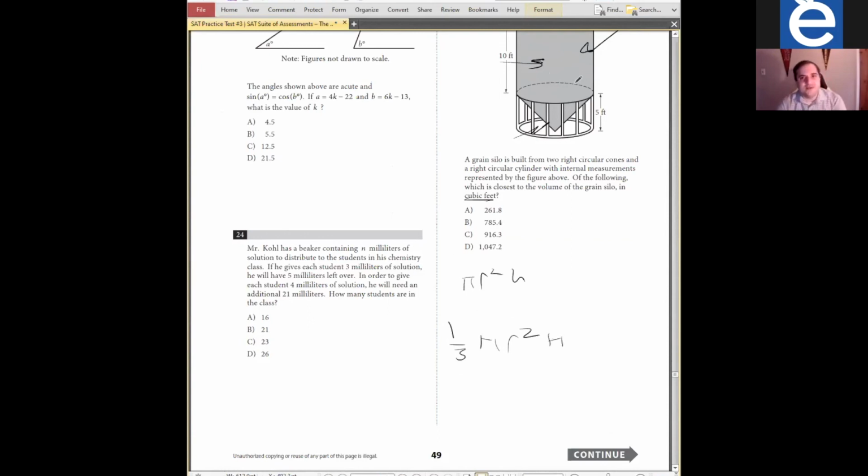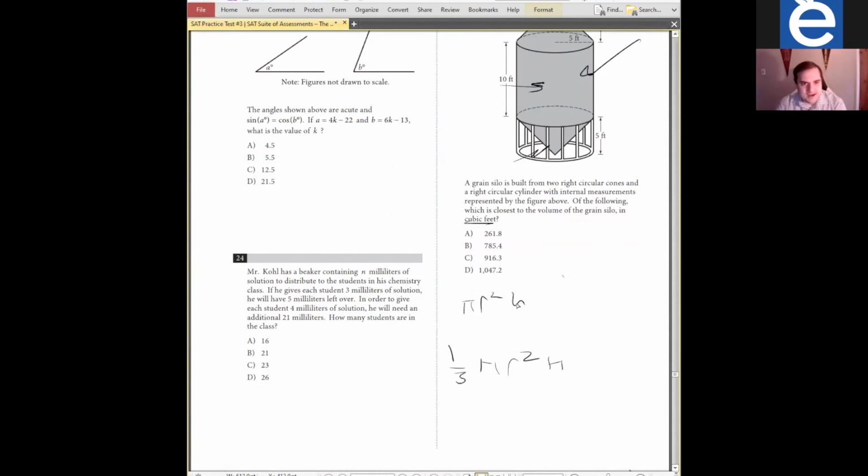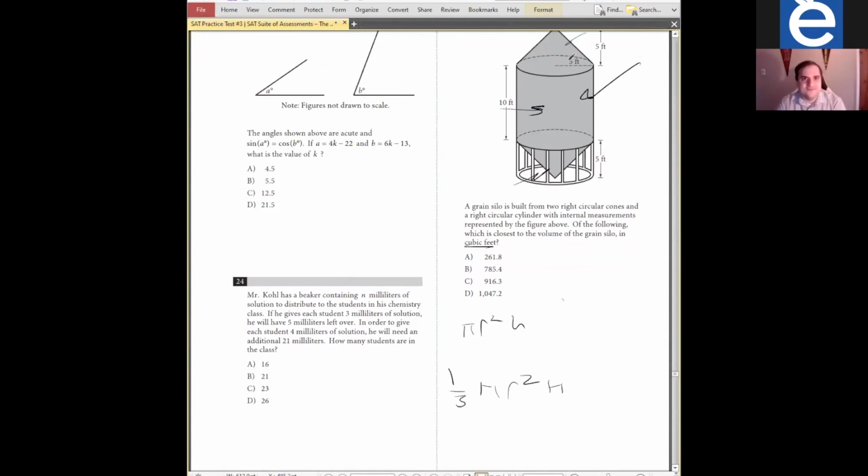And so what do we know? Well, we know we have 2 cones and the regular cylinder, so we can just run those numbers. Pi r squared h: r is 5 feet, and the height for that is 10. So this is going to be pi times 5 squared times 10, also known as 250 pi.